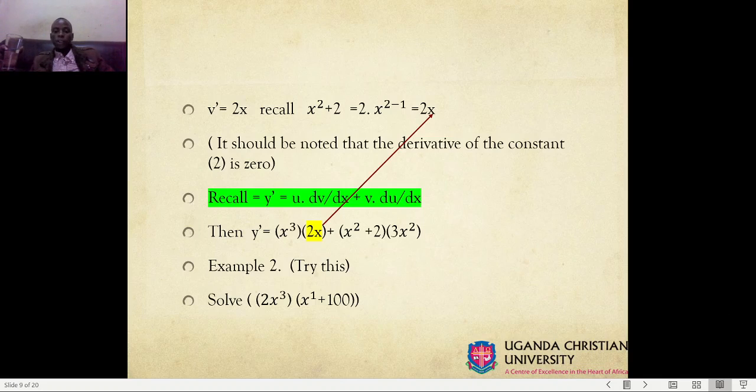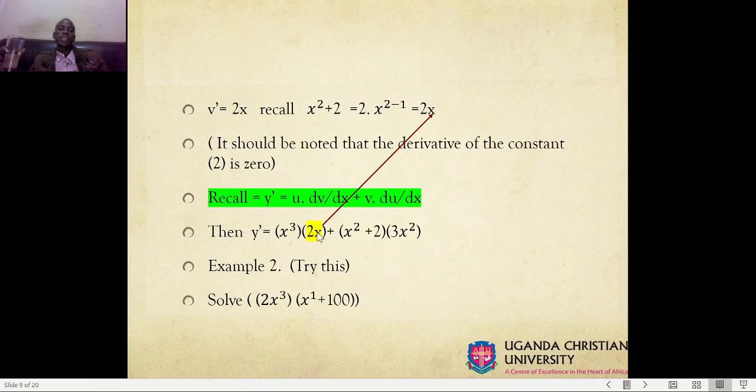Alright, so we're still talking about our substitutions. We substituted u, which is x cubed, into the derivative we got, the derivative of v, plus our v, x squared plus 2, times the derivative of u. Okay, so this is our answer. You can break it down further, or you can choose to keep it at this.